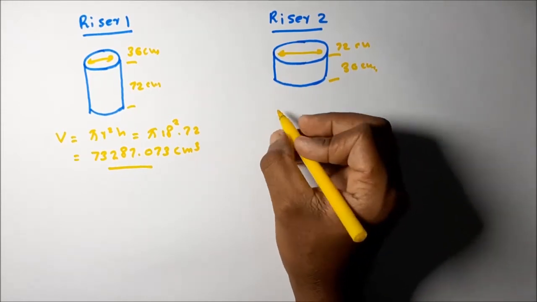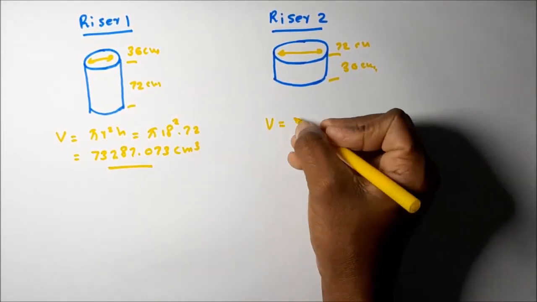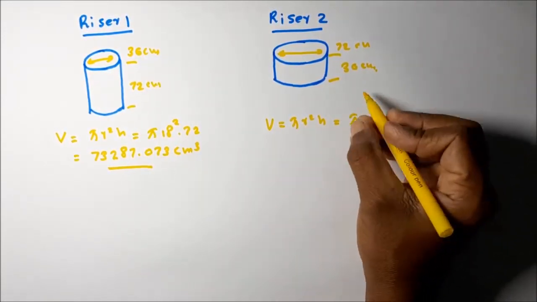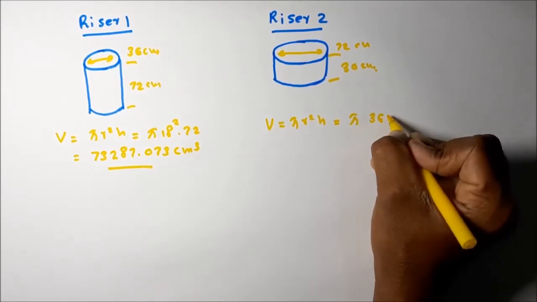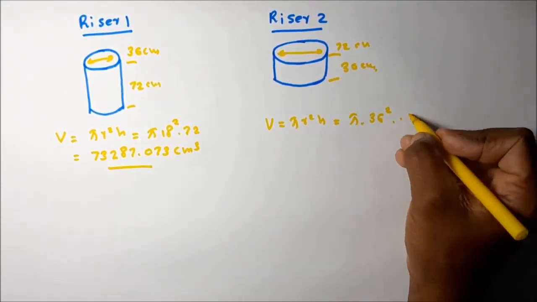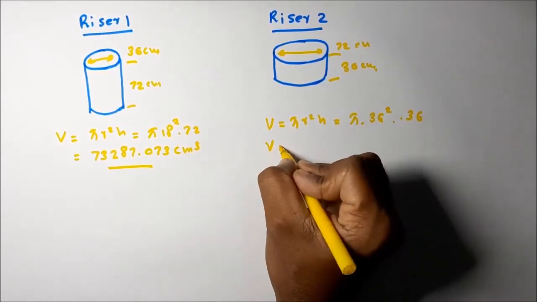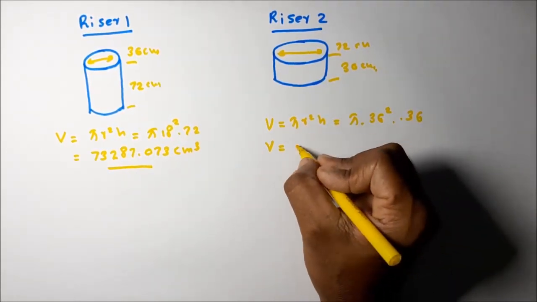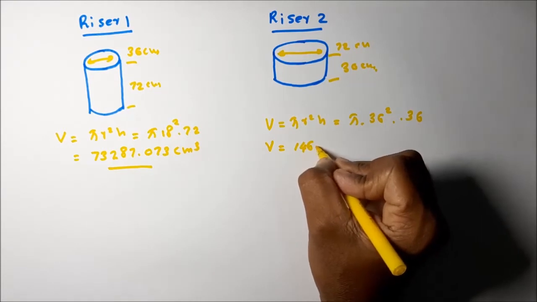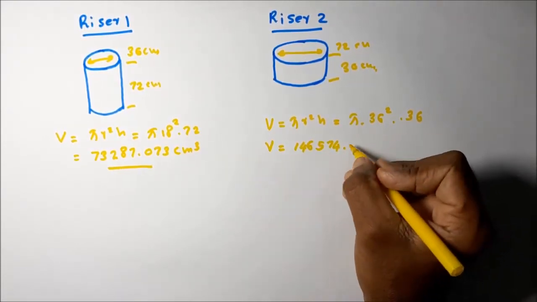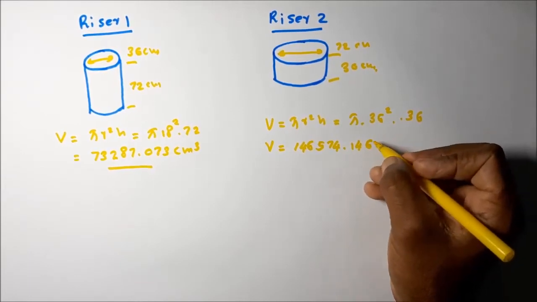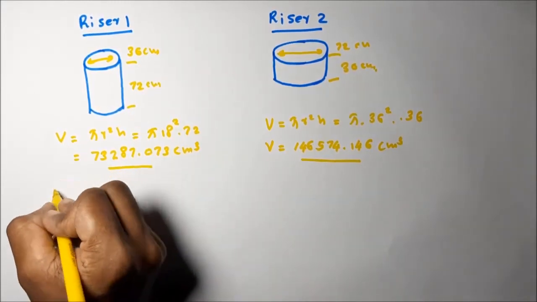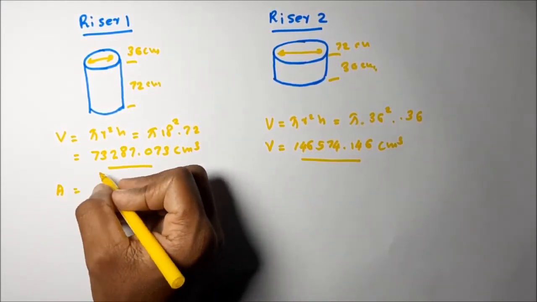Then what is the volume of riser 2? The volume of riser 2 is again π r square into h. This time the radius is 36, so π into 36 square into 36. You can calculate this value, and the total volume is equal to 146,574.146 cubic centimeters.